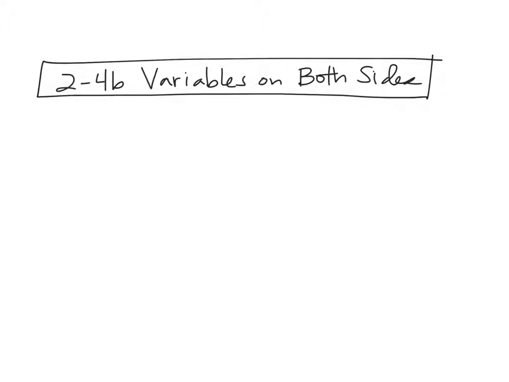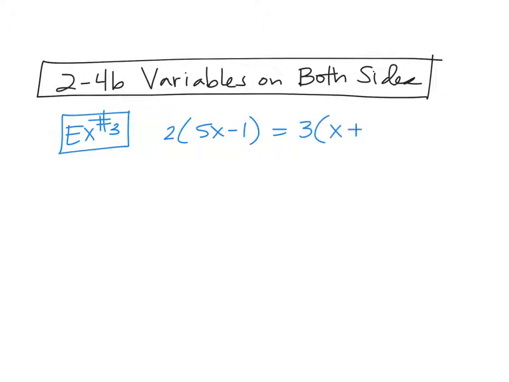So we're going to start with a problem that looks like this. Example 3 is 2 times (5x minus 1) equals 3 times (x plus 11). Okay. So we learned distributive property in chapter 1. Basically what you're doing is you're taking the number that's outside of the parentheses and you're multiplying it by both things inside of the parentheses, right? So that's what we're going to be doing right now, is distributing the 2 and distributing the 3 to both things, okay?